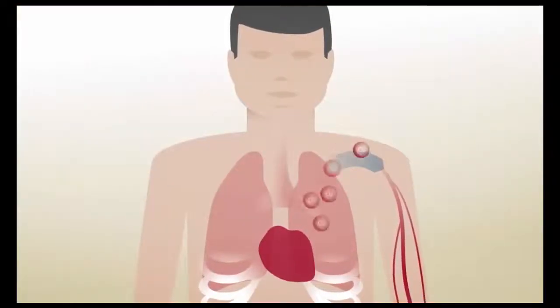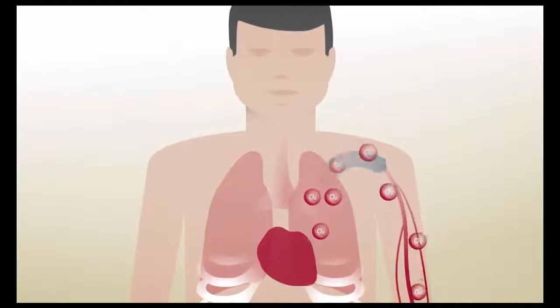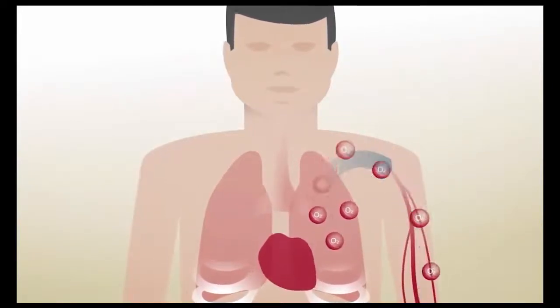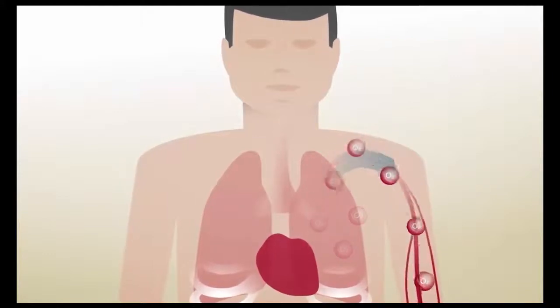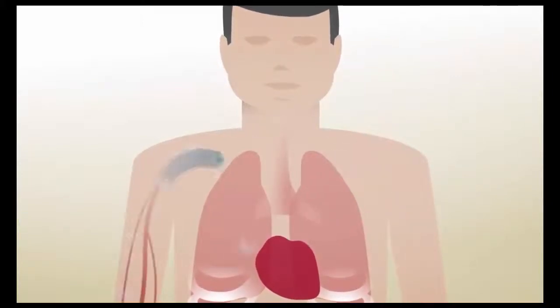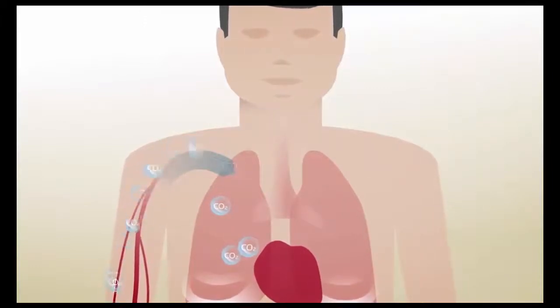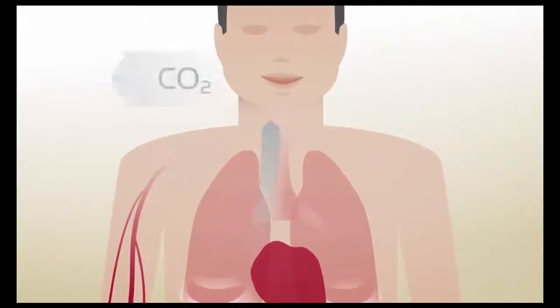The heart pumps the oxygenated blood into the body's circulatory system, where it provides oxygen for all vital processes in the body. The cardiovascular system transports the carbon dioxide that is produced during cell metabolism back to the lung, where it is exhaled.